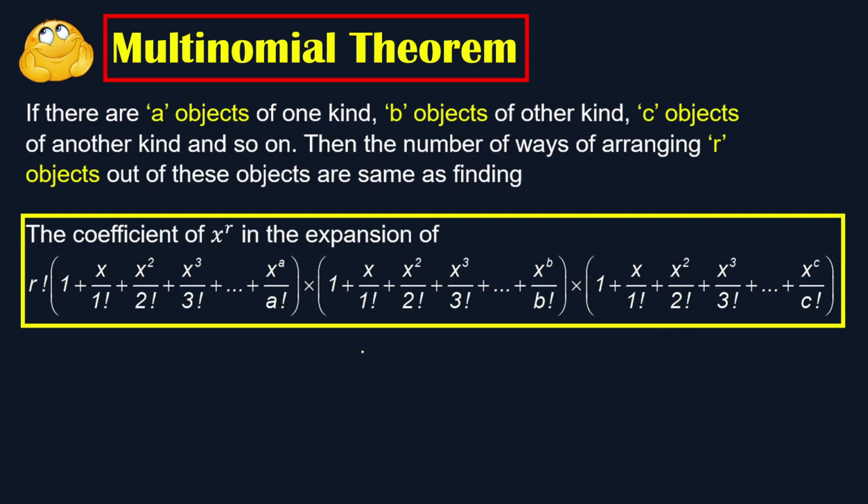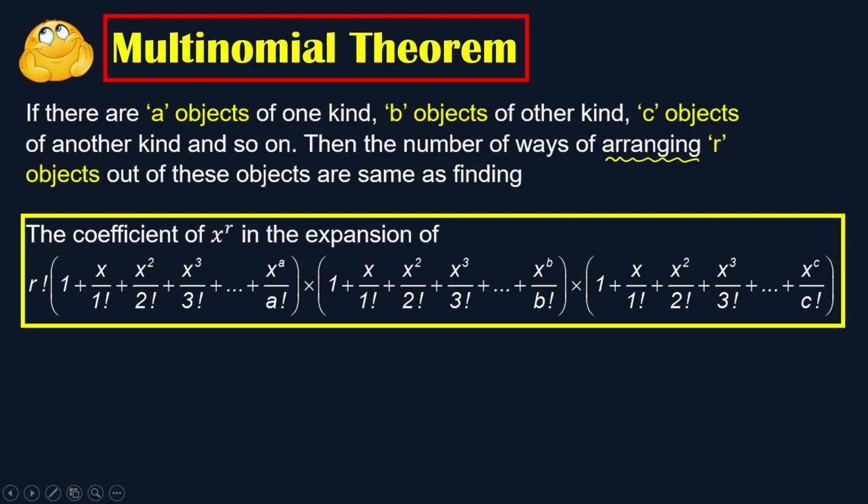Now let us come to the same thing. You see, the only difference between the previous theorem and this one is that there we considered only selection. But here, not only selection, but also arranging those r objects is considered. Very important. Here we are not only selecting r objects, at the same time we are arranging these r objects.